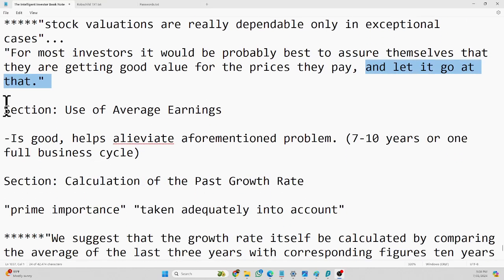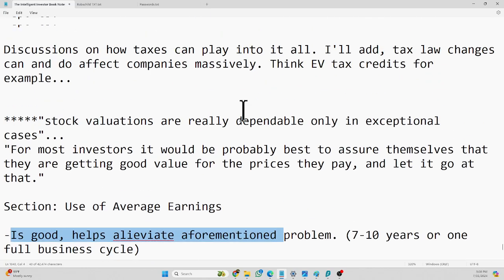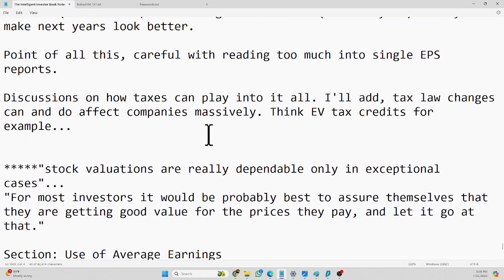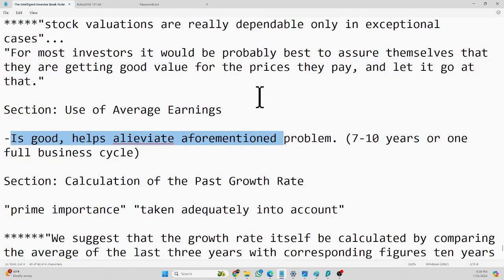Moving on, we have a section called Use of Average Earnings. And it's a surprisingly short section, and basically sums up that it is good and it can help alleviate the aforementioned problem regarding special charges, or trying to crunch all the charges into one year. If you average it over time, then it doesn't matter because those charges would have been spread out over that time anyway.